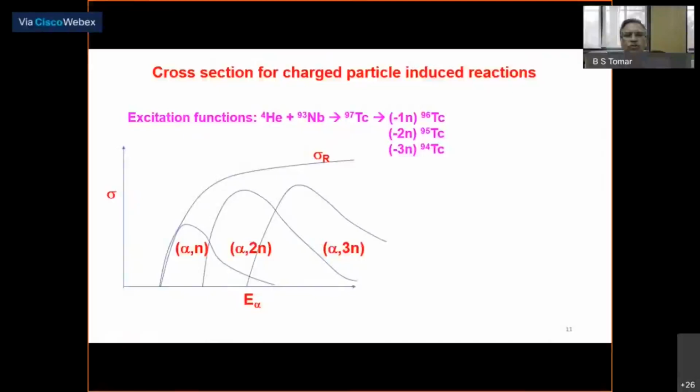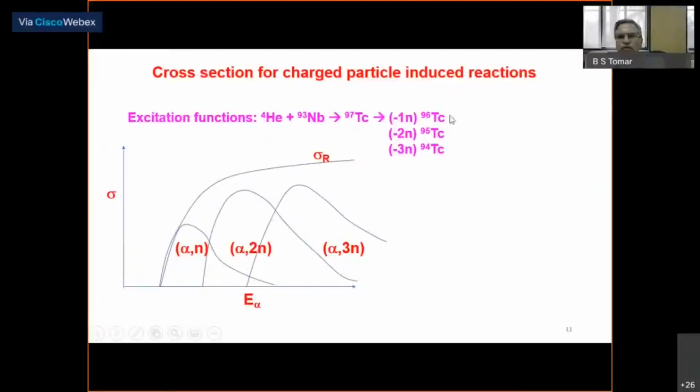Now, how do cross sections vary for these charged particle induced reactions? The variation of the cross section of individual products with the energy of the projectile is called the excitation function. For example, if you have an alpha particle bombarding a niobium-93 target, forming a compound nucleus technetium-97, then this excited compound nucleus can de-excite by emission of neutrons.